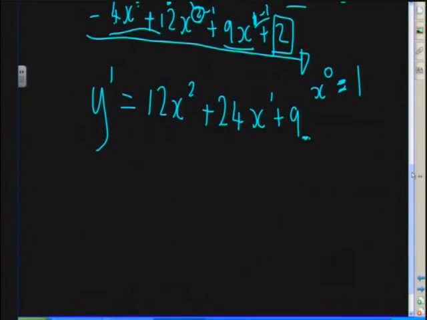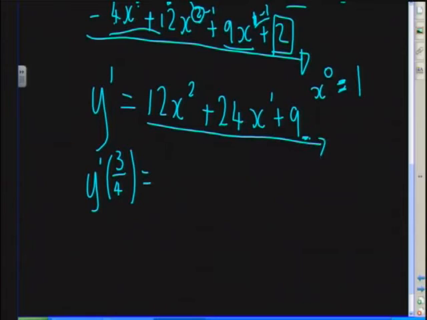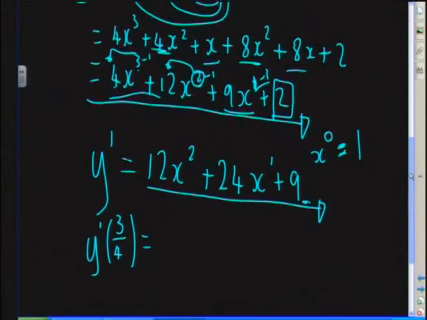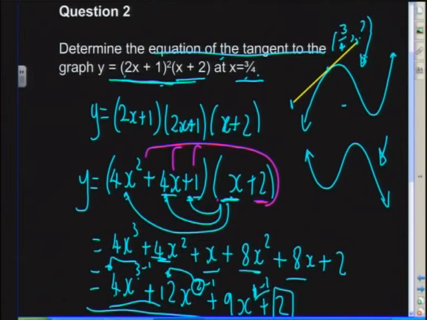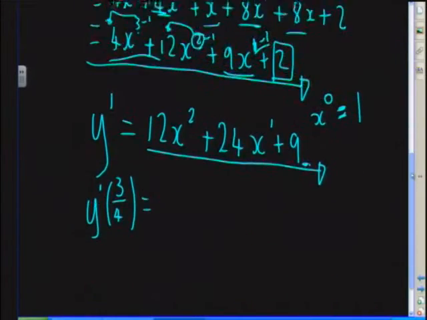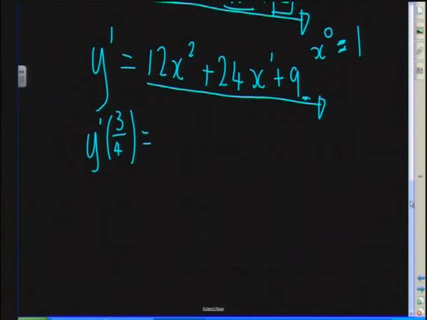If I want the gradient of the curve at the point 3/4, all I do is substitute 3 over 4 in place of x in the expression for the gradient. That will give me, importantly, the gradient of the tangent as well, because remember, where the tangent meets the curve, the gradients are the same. So if I substitute 3/4 into the gradient, I will get the gradient of the straight line at the same time. So let's do that.